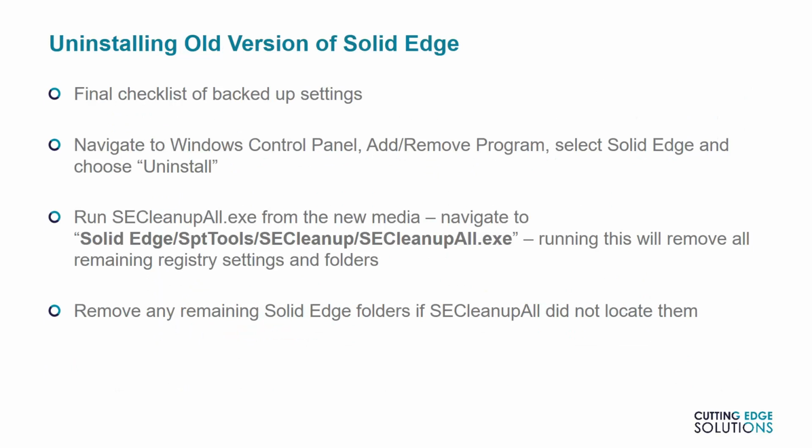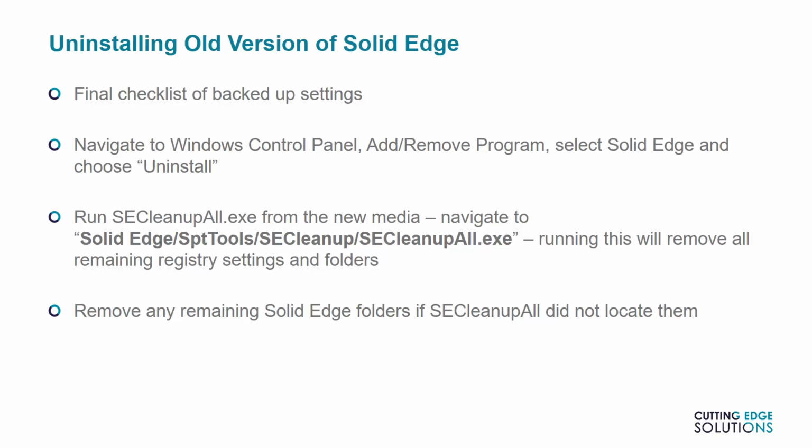Now, before installing ST10 normally, you'll need to uninstall any other versions of Solid Edge. We recommend doing a final checkup of your backed up settings, then navigating to Windows Control Panel, selecting Add Remove Programs, right-clicking Solid Edge, and then choosing Uninstall. It is then useful to clear all the files from the old installation. This can be done with a tool on the installation media, SE Cleanup All.